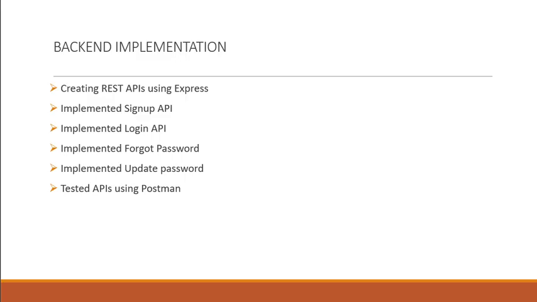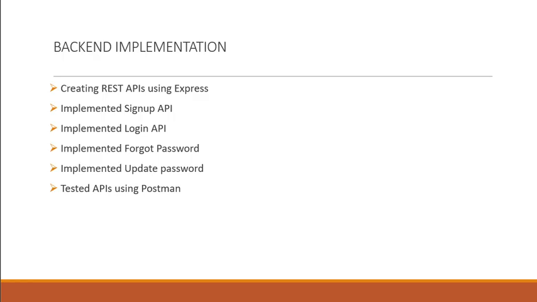The backend was built using Node.js and Express. I created a set of REST APIs to handle all the core operations. The sign up API accepts user details, validates them, hashes the password using bcrypt, and stores the user in MongoDB. The login API checks the email and password, and if correct, it generates a JWT token and sends it to the client.